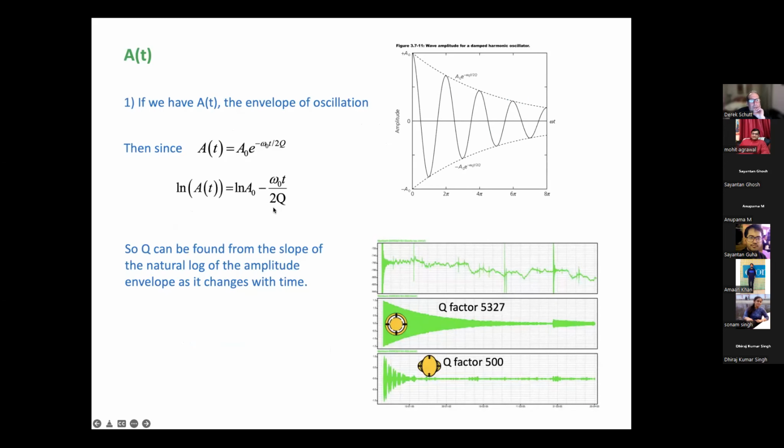If we have the envelope of oscillation, then since this envelope equals A naught e to the minus omega naught t over 2Q, the natural log of that equals natural log of A naught minus omega naught t over 2Q. So Q can be found from the slope of the natural log of the amplitude envelope as it changes with time. So here's some examples I showed you from the normal mode lecture. We could convert this to a natural log, calculate the slope, and that would tell us the Q factors here.